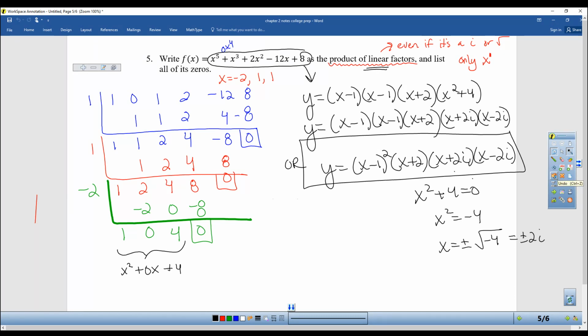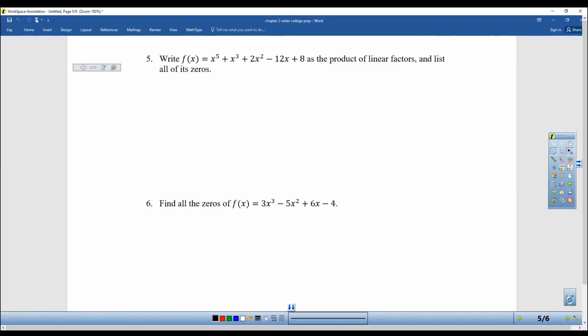All right. Next one. Find the zeros of 3x to the third minus 5x squared plus 6x minus 4. So I am going to make this video just a tiny bit shorter and just write, find the first one on your calculator. I'm not going to torture you with that. You would get 1 as your first one. So then you do the synthetic.